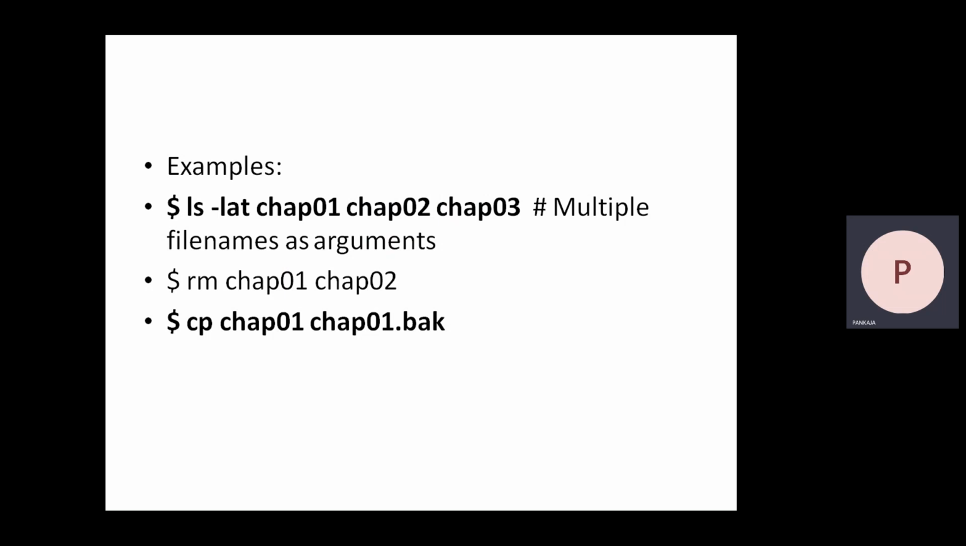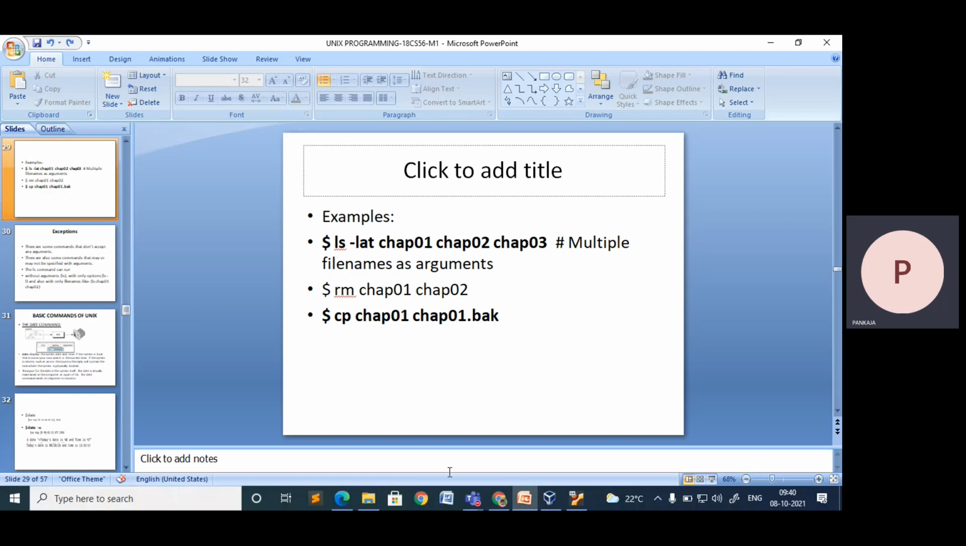What is the next command? What does the next command tell? RM. RM stands for remove, so remove the file. And the next one is copy, so copy the content of this particular file to this file. So let's do that.